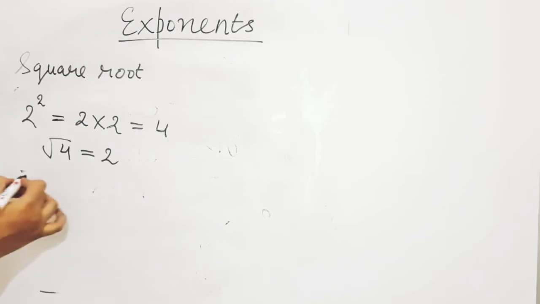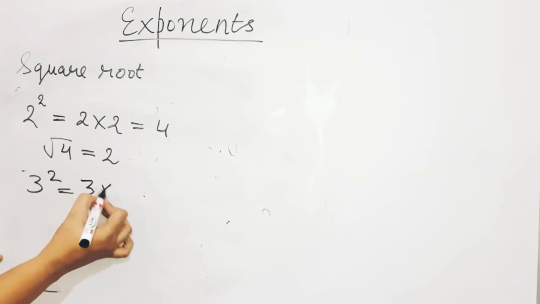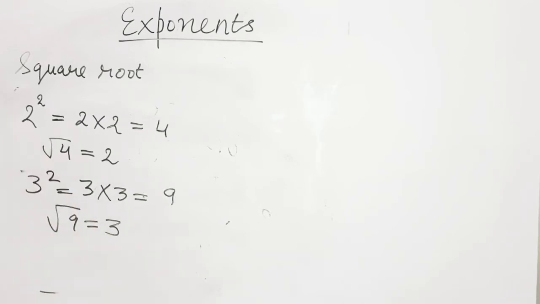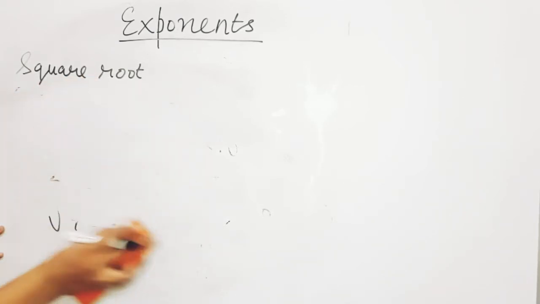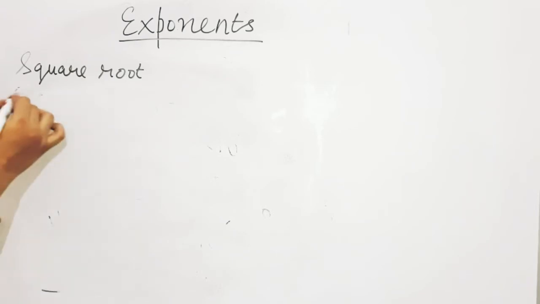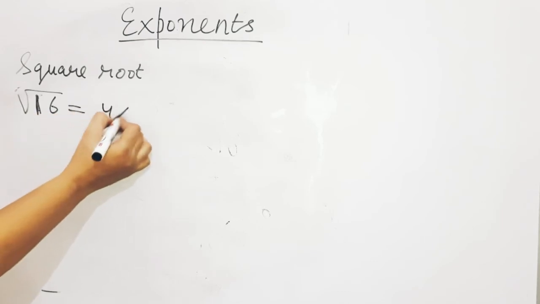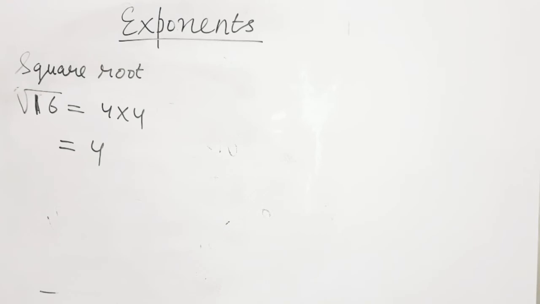Taking some more examples. For example, 3 square. 3 square means you have multiplied 3 how many times? 2 times. So 9 is the square of 3. If I ask what is the square root of 16, and if you know the answer, you can reply in the comment section. The square root of 16 is the number which has been multiplied 2 times in order to obtain this number. So square root of 16 is 4.